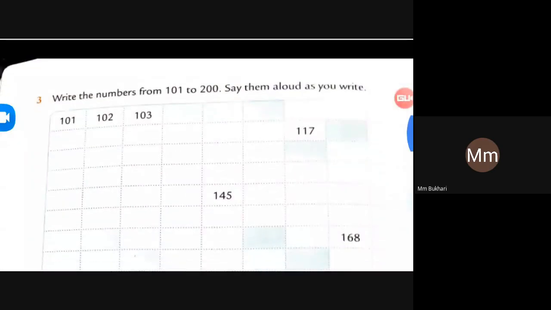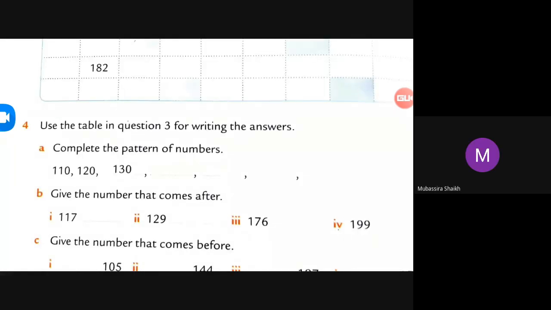This is the 100 and 200 number, 101 to 200. You all write this number in your book, and this is very good. The pattern, in question number 4A. Hope you will remember this. See, 120, 130, and so on, 140, 150, and 160. So this is the pattern.